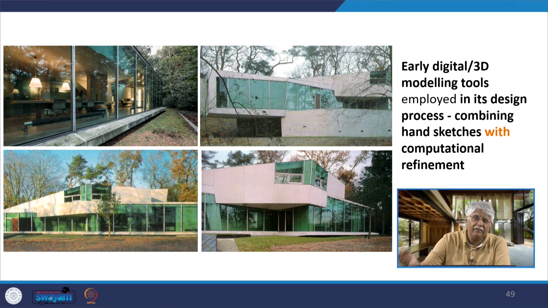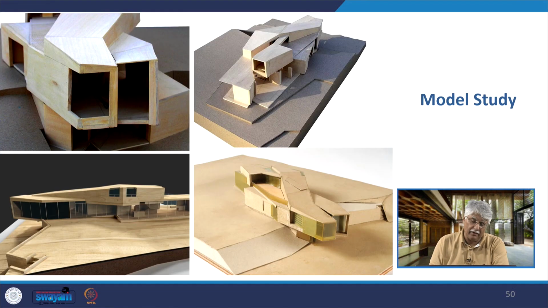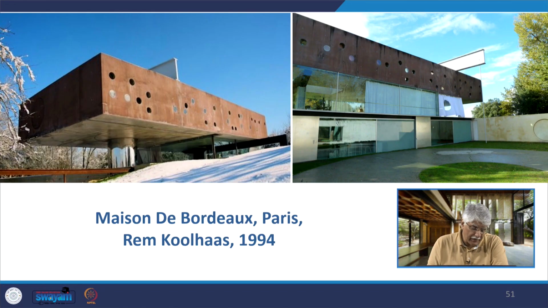So along with hand sketches, the computational tools were also used to design it. This is the model study, and then we come to another house, Maison de Bourdieu by Rem Koolhaas. All these examples that we are showing, I am focusing on Neo-Modernism, but I am showing you these houses as modernism plus something.